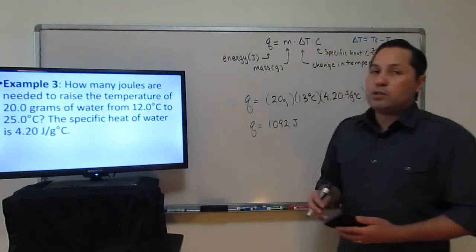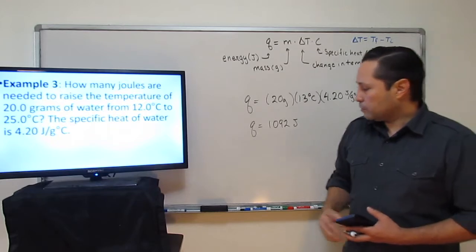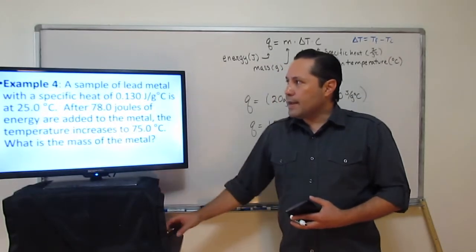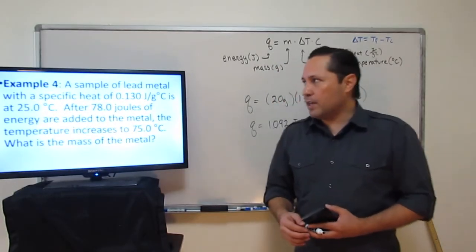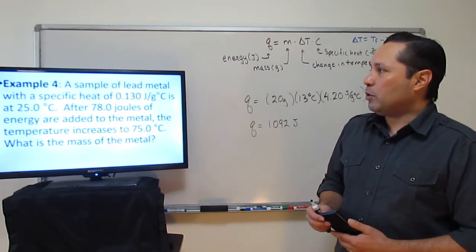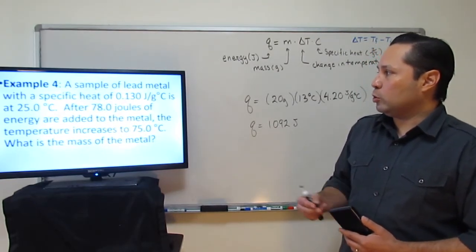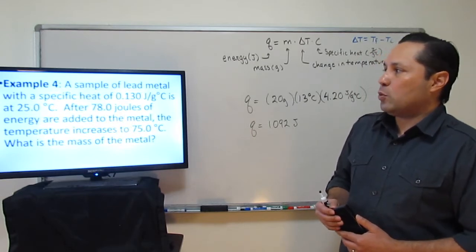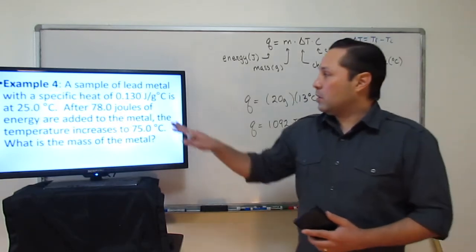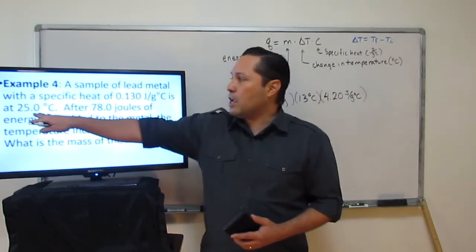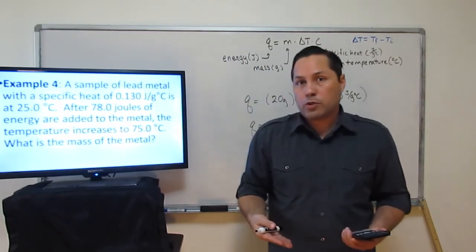All right, and that is our answer for example 3. All right, next one, example 4. In example 4, it says a sample of lead metal with a specific heat of 0.103 joules per gram degree Celsius at 25 degrees Celsius. So there we have the specific heat and our initial temperature of 25 degrees Celsius.